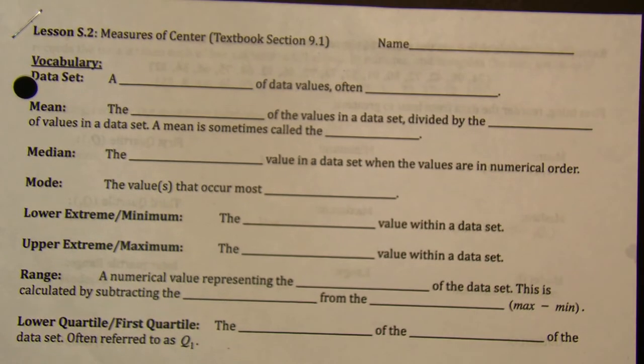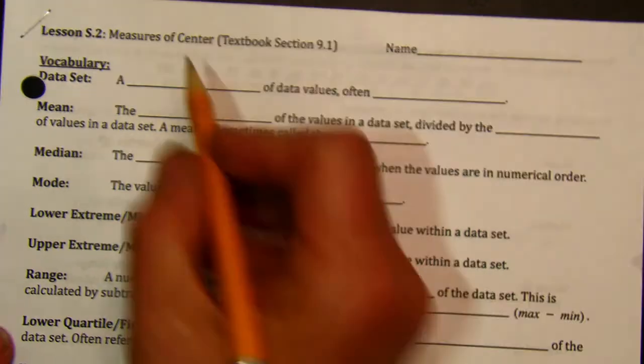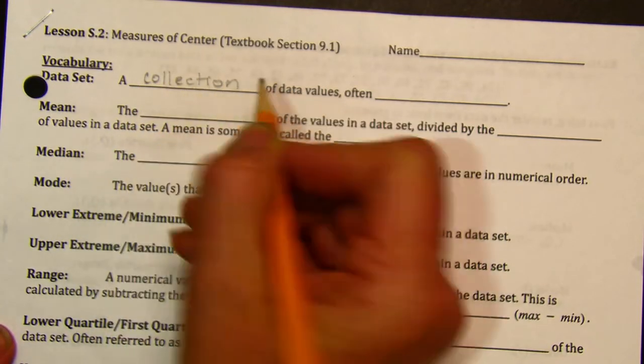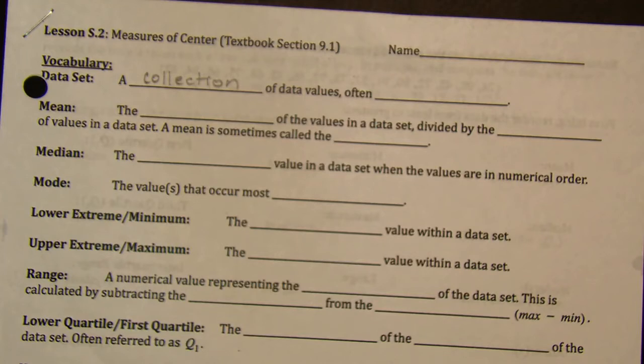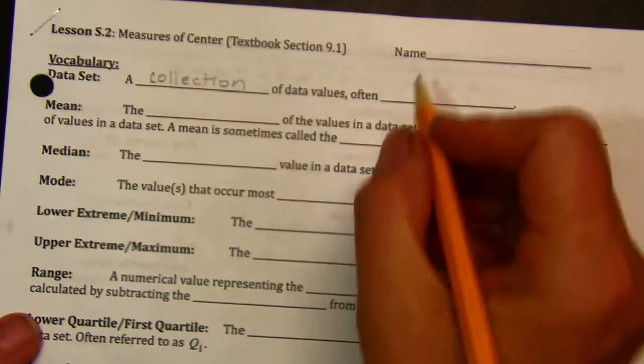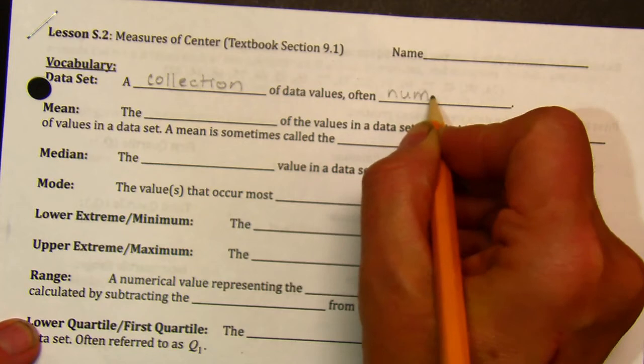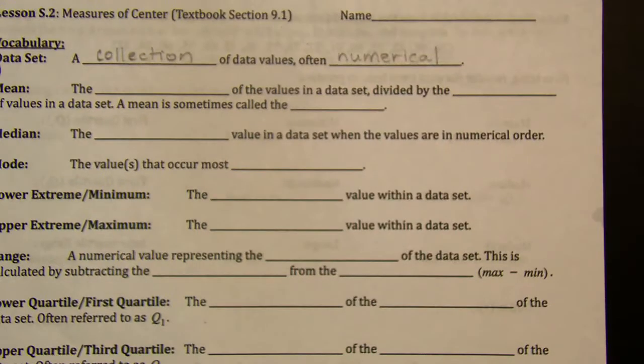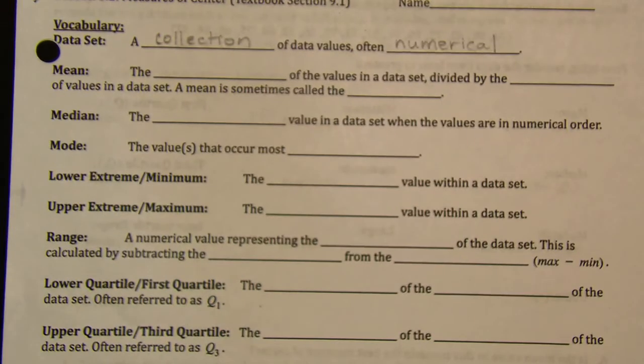Now, in order to calculate all these statistics and come up with all these measures of center, we need a data set. A data set is a collection of data values. More often than not, a data set is numerical. It's a set of numbers. Not always, it could be letters or other things. But this is math class, so our data sets will always be numerical. And we can do lots of calculations with the numbers in a data set.